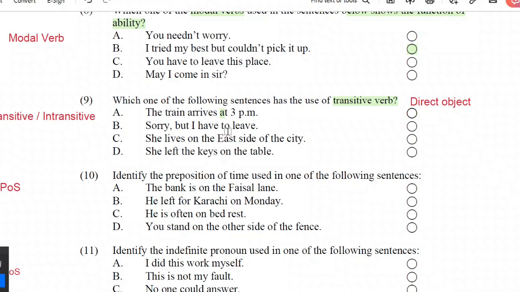Sorry, but I have to leave, again to is a preposition. This is also not the example of transitive verb. Look here, she lives on the east side. This is again an example of intransitive verb. Both have two objects and both are indirect objects. And look at the last one, she left the keys. This is the exact option, because the keys is the direct object, and on the table is the indirect object. If you get direct and indirect both objects in your sentence, then you have to focus on the direct one, and this is an example of transitive verb.